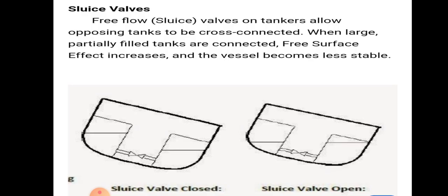Sluice valve. The free flow sluice valves, usually on tankers, allow opposing tanks to be cross connected. When large partially filled tanks are connected, the free surface effect increases and the vessel becomes less stable.